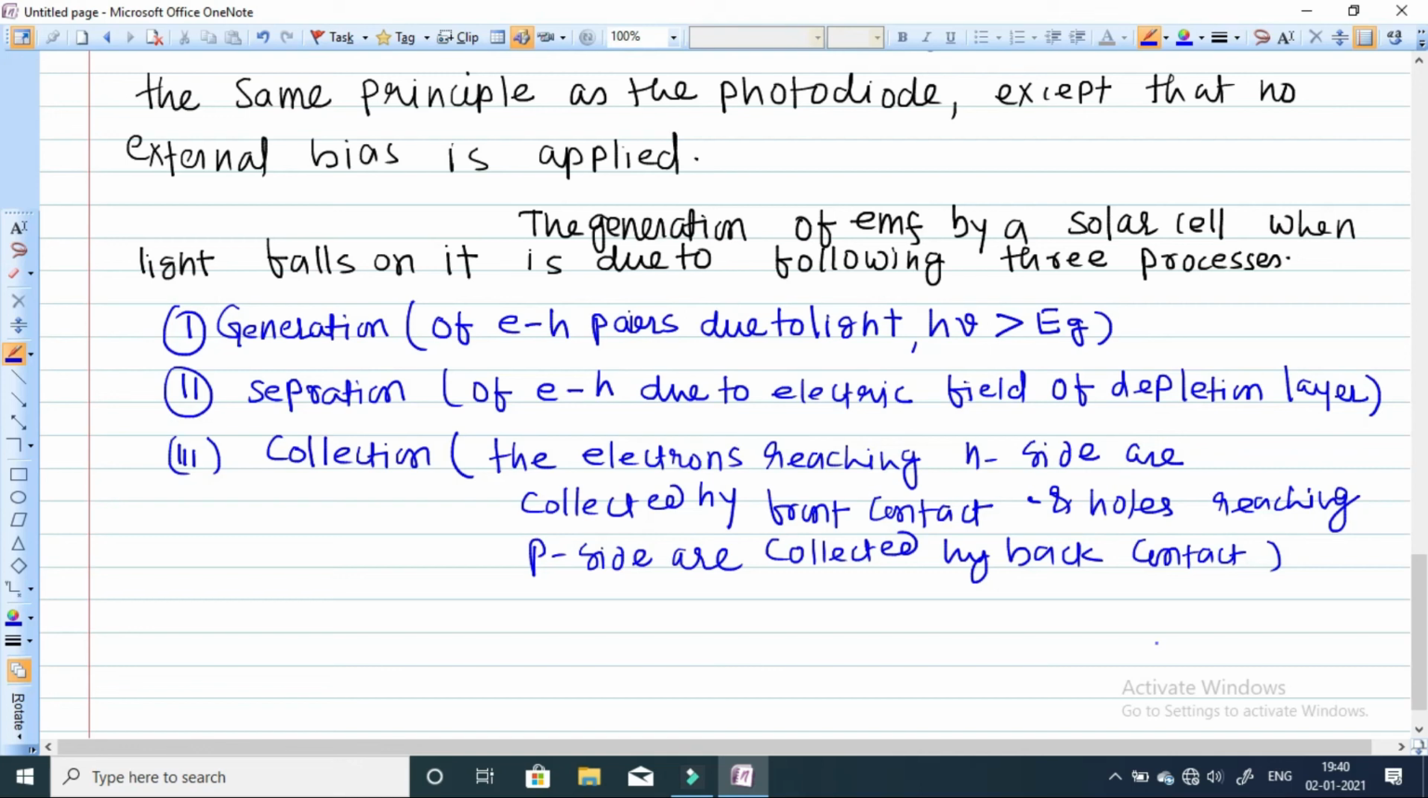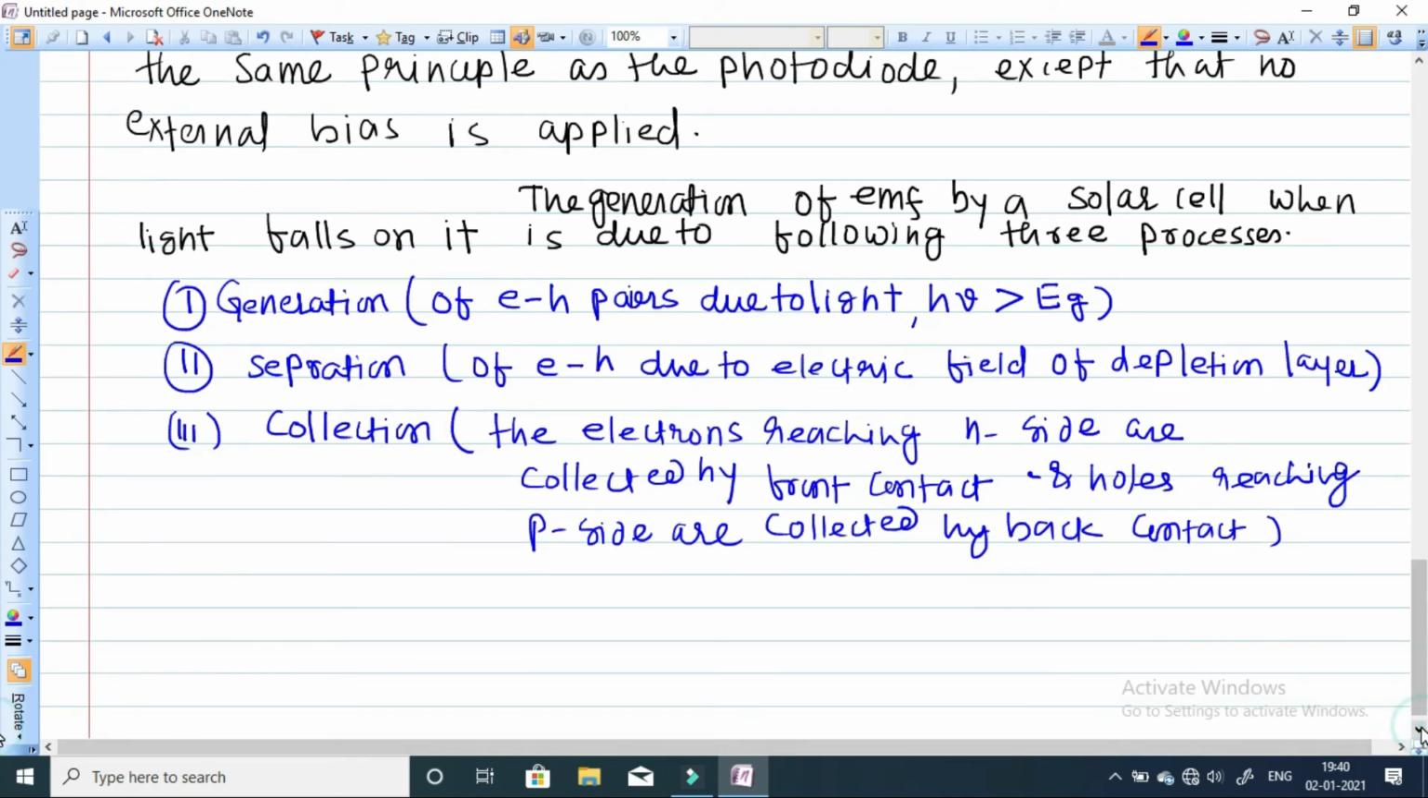So these are the three processes involved in the generation of EMF by a solar cell. First is the generation, in which electron hole pairs are generated. How are they generated? When light energy greater than the energy gap of the semiconductor diode falls on the PN junction diode. Next is the separation. Once the electron hole pairs are generated, they are separated due to the electric field of the depletion layer. And third is the collection. Electrons reaching the N side are collected by the front contact, and holes reaching the P side are collected by the back contact. So these are the three processes involved in EMF generation by a solar cell.